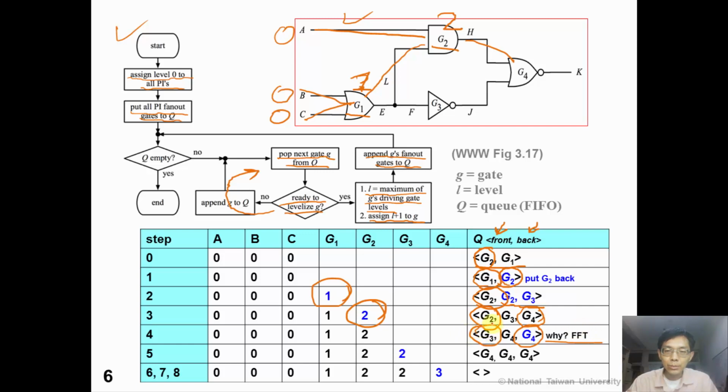And the next gate we pop out from the queue is G3. And G3 is levelized to 2. And the fan-out of G3 is G4. So we append G4 at the end of the queue again. Eventually, G4 is levelized to 3. And then we finish the algorithm.